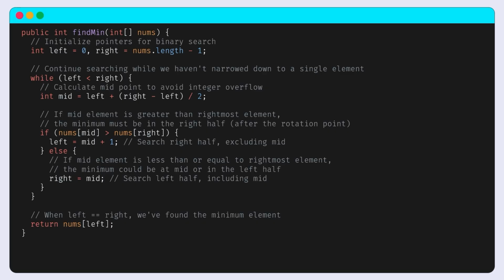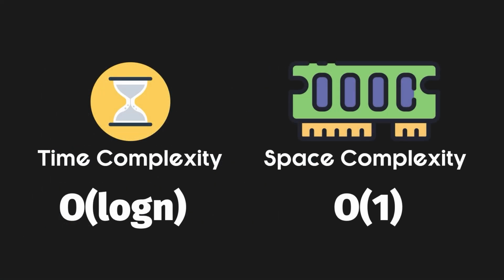As for the time complexity, this solution runs in big O of log n time, where n is the length of the array. With each comparison, we eliminate half of the remaining search space, which is the hallmark of logarithmic time complexity. This is a massive improvement over the big O of n linear approaches we discussed earlier. The space complexity is big O of 1 because we only use a constant amount of extra space, just the 3 integer variables, left, right, and mid. We don't use any data structures that grow with the input size.